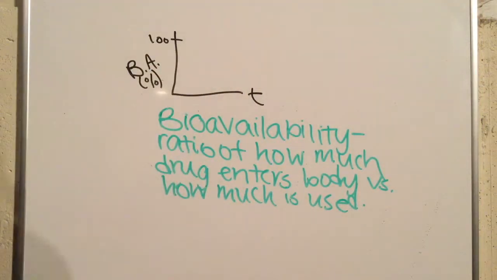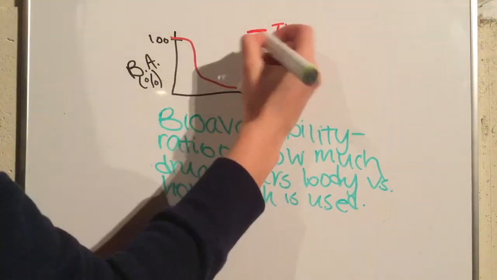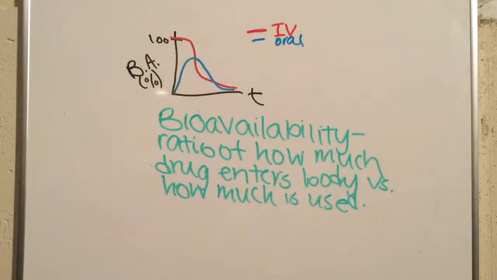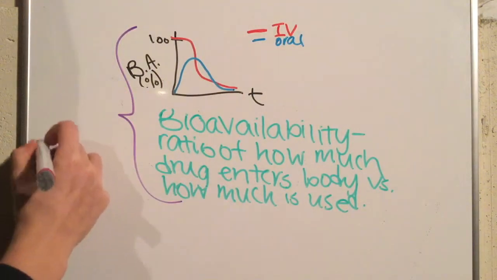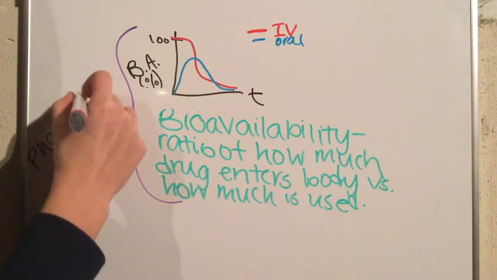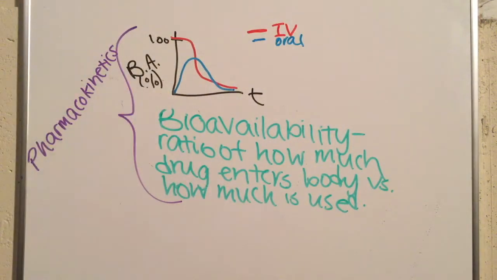Bioavailability is commonly demonstrated through a dose-response curve in which we compare the time to the percentage of the drug that is available for use in the body. This concept is part of a larger concept called pharmacokinetics, which deals with how the body handles the drug and how the body discards the drug.